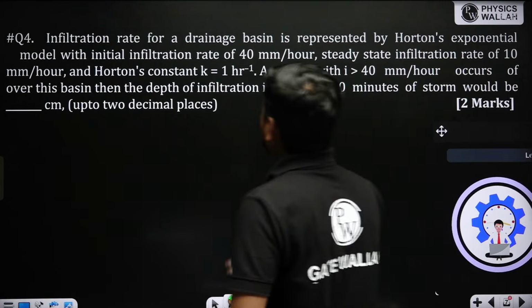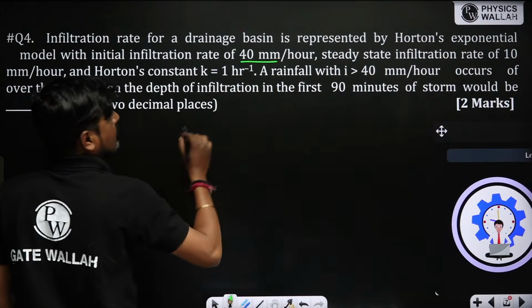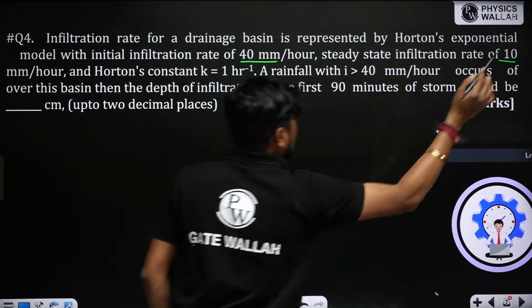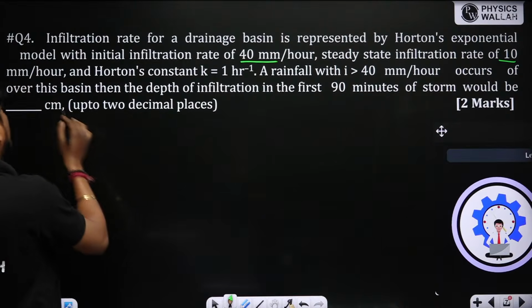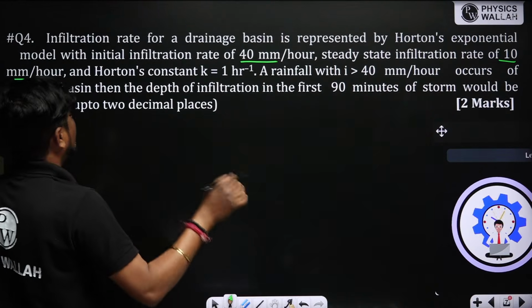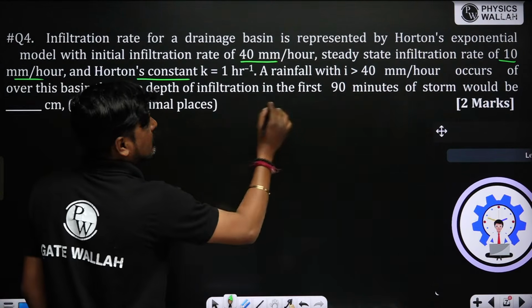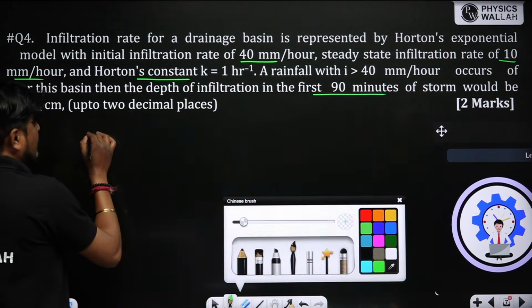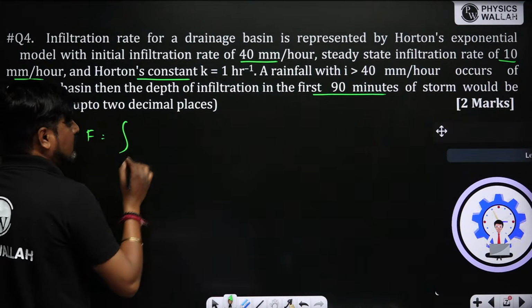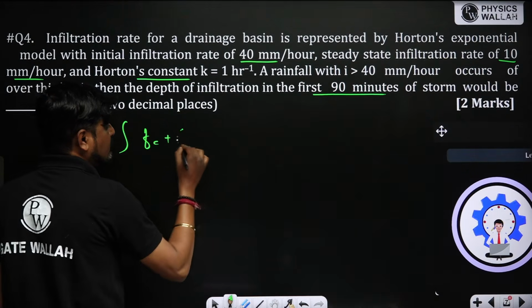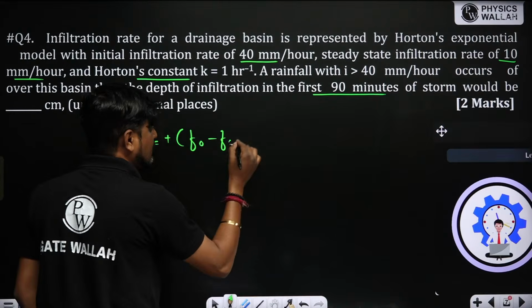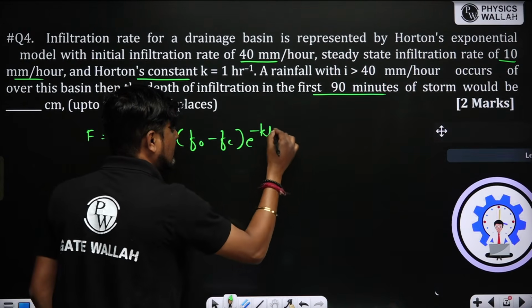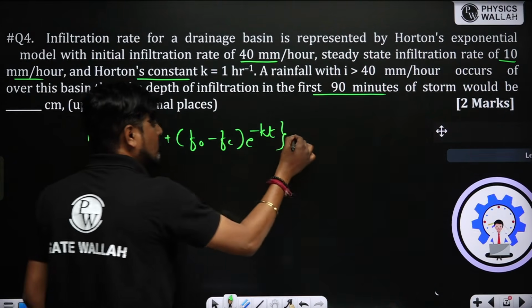So what is given in this question? F naught value is given, Fc value is given. I will not waste the time by writing the given data. Quickly I have to solve because time is important for you. Horton's constant. For the first 90 minutes, we are supposed to find out the depth of infiltration. So depth of infiltration is equal to the integral of Fc plus (F naught minus Fc) e to the power minus kt, with respect to dt.